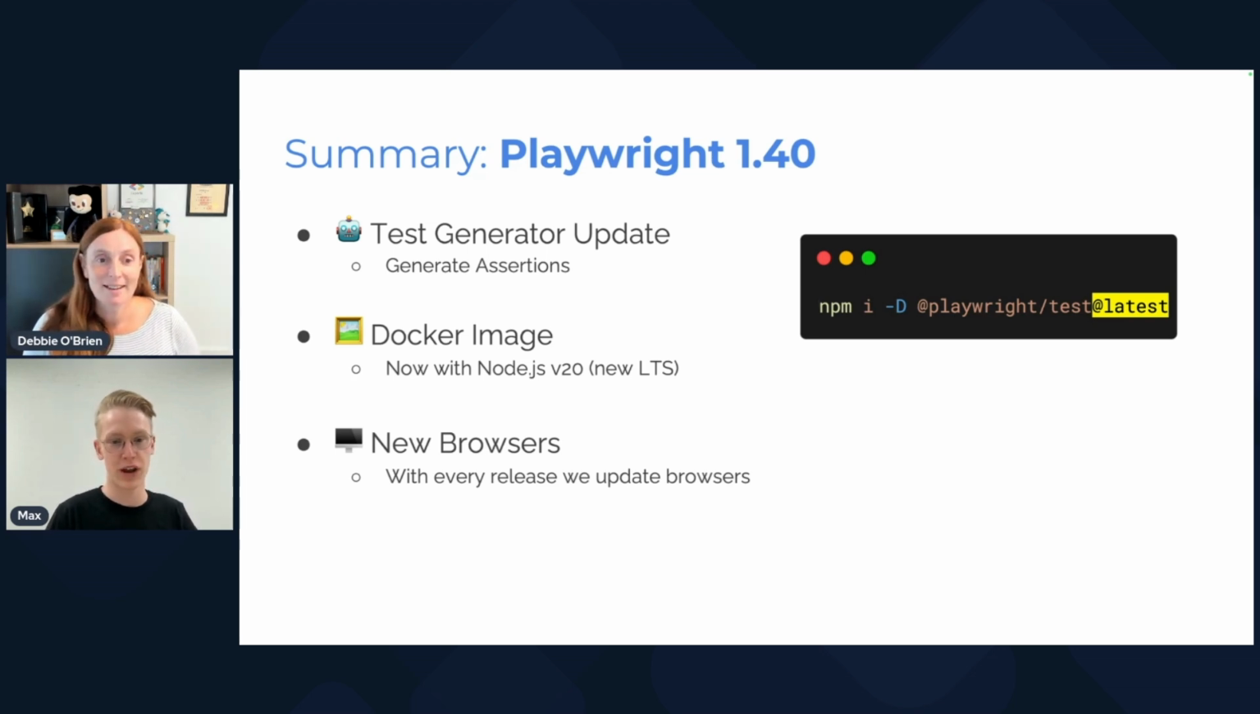All right, so you gave a test generator update. Let's continue with the rest. In our new Docker image, we now ship Node.js version 20, which is the new LTS. And last but not least, in every release, we update browsers, so you always have the latest Chromium, Firefox, and WebKit to test. How to update Playwright, you will see on the right side. Make sure you're always updating Playwright.